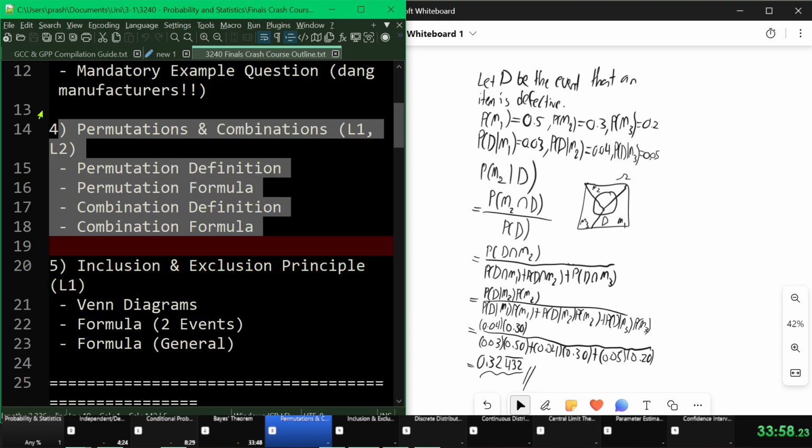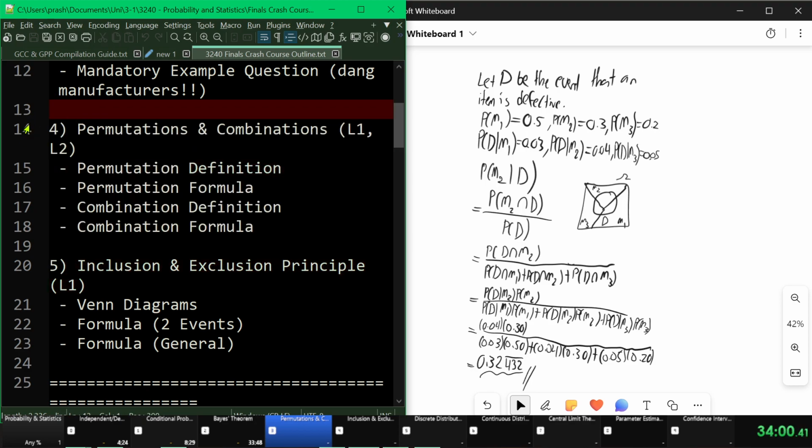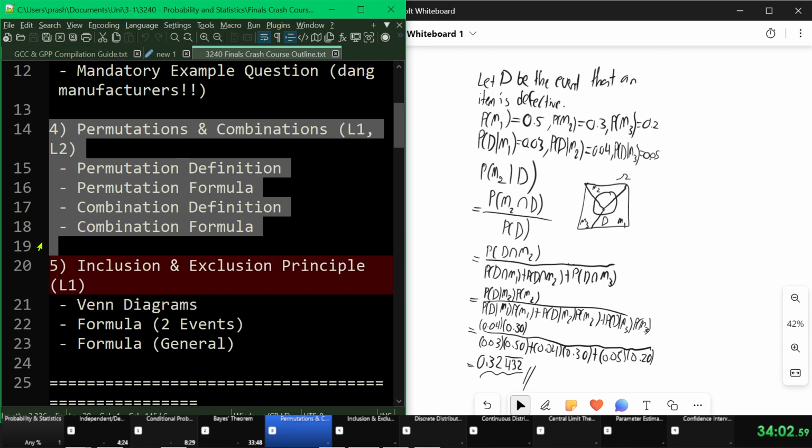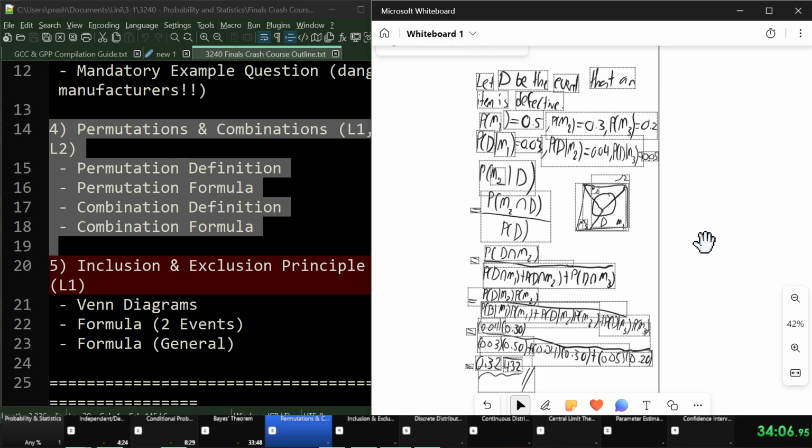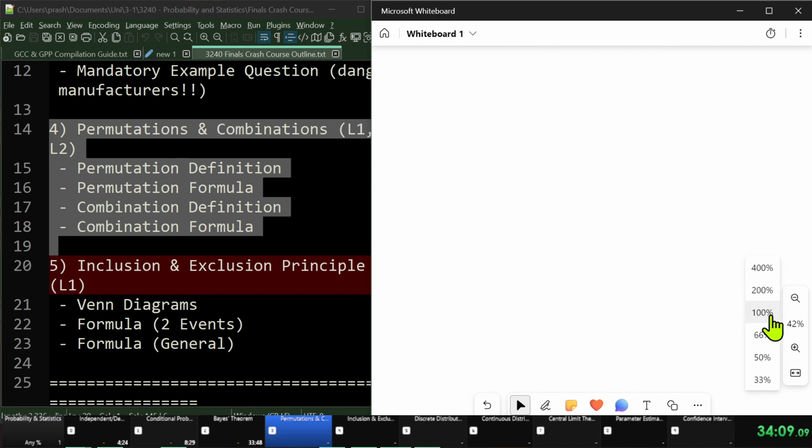Okay. Next up, we've got permutations and combinations. I don't think this will be... It is in the topics list, so it will be tested. But I don't think this will be like a high mark kind of question. That said, I'm still going to go through it. I'm not saying I'm not. But I don't think the marks for it should be that high.